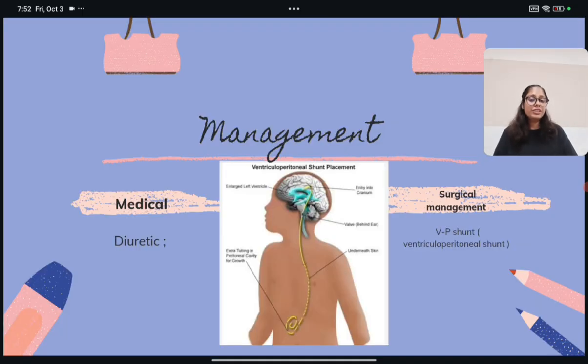So, how are we going to treat hydrocephalus? If the CSF volume is very high, we can drain the CSF by surgical management, and we can directly put a shunt into a ventricle and drain it into the peritoneum, and drain whatever extra CSF is there. But if the hydrocephalus is not so prominent, we can just give diuretics and treat these kinds of patients.